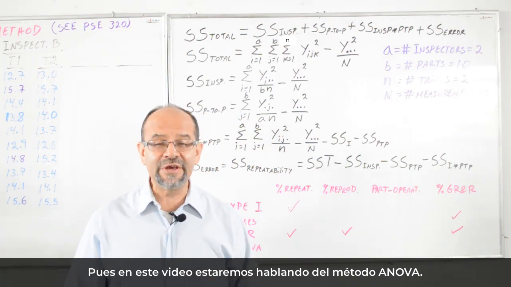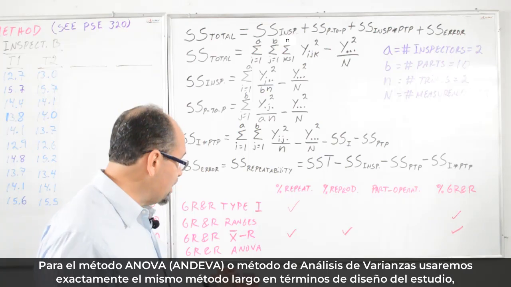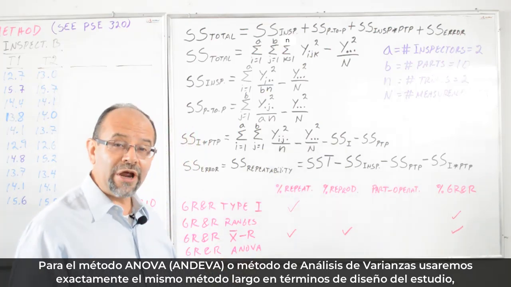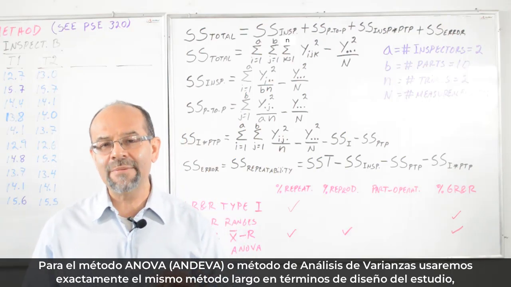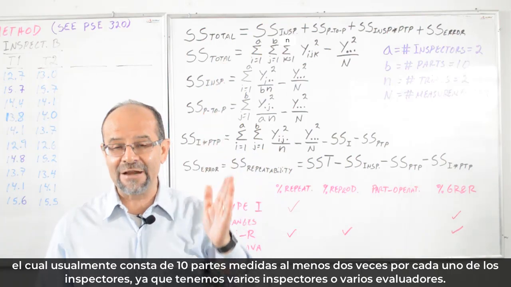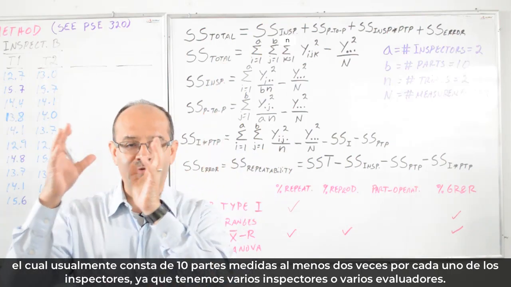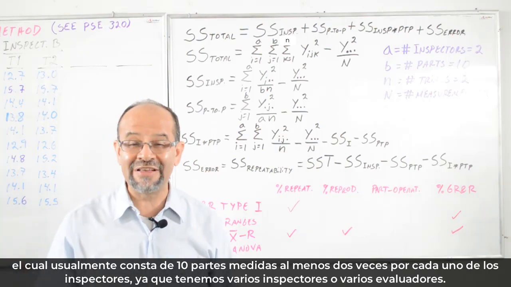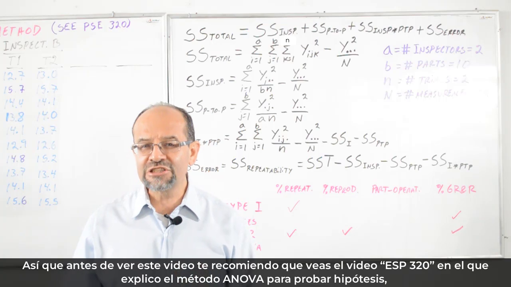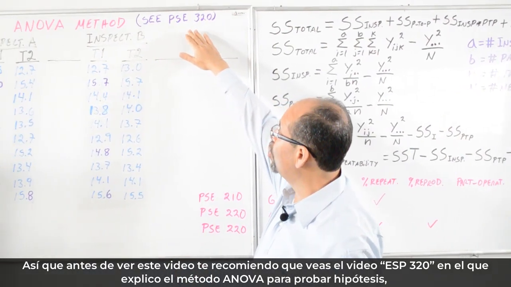Well, in this video, we are talking about the ANOVA method. For the ANOVA method, or analysis of variances method, we are using exactly the same long method in terms of the design. Usually 10 parts, measured at least twice by each of the inspectors, and usually we have several inspectors or several appraisers.